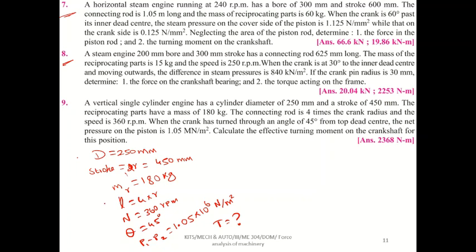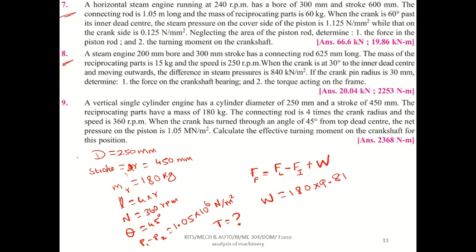So how can we solve it? The same procedure, but in the formula, FP, FL minus FI, plus W you have to include, where W is the weight of the piston, 180 into 9.81, that you have to add. Since the piston is moving in the downward direction, I have put plus.